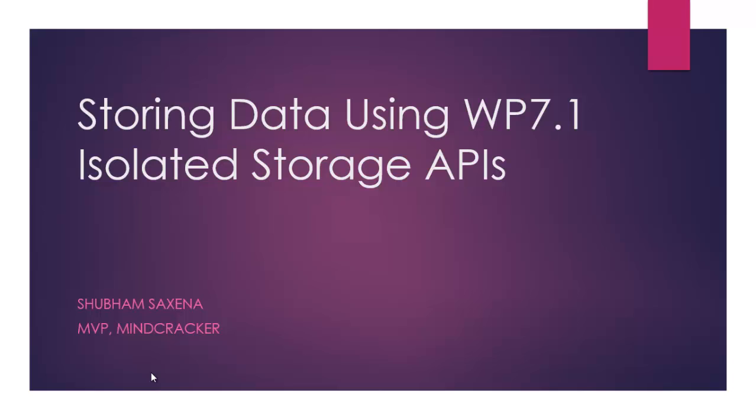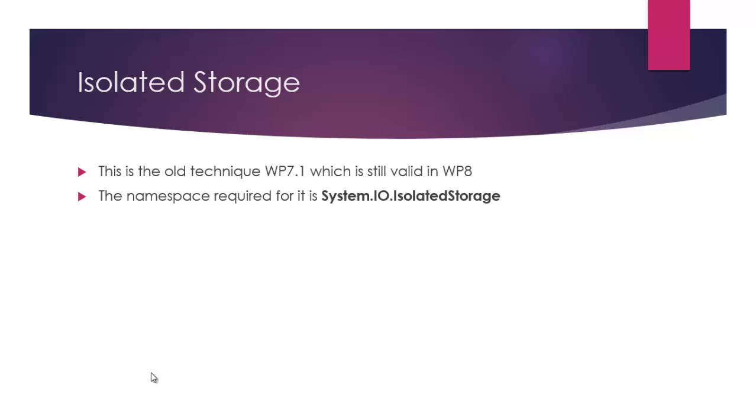Hello everyone. Today we are going to learn about storing data using Windows Phone 7.1 isolated storage APIs. Isolated storage is an old technique which was introduced in the Windows Phone 7.1 SDK and which is still valid in Windows Phone 8. The namespace required for it is System.IO.IsolatedStorage.